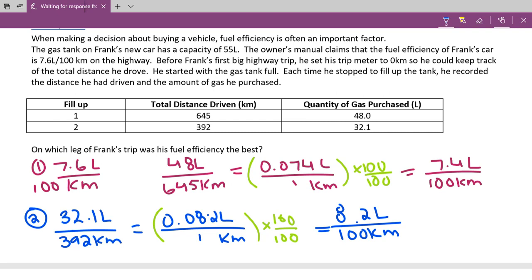So it looks like he was a little less fuel efficient this time, right? Maybe it was really windy. Maybe the road was really bumpy. But we can see here, getting those to look the same, same type of rate, same denominator, can help us compare these things visually a lot better.